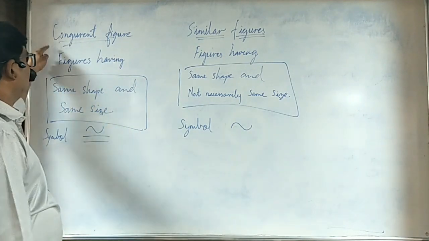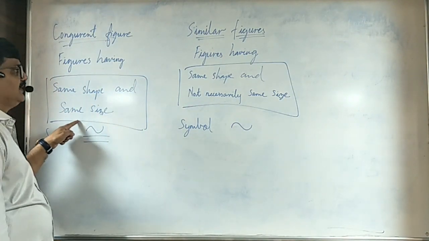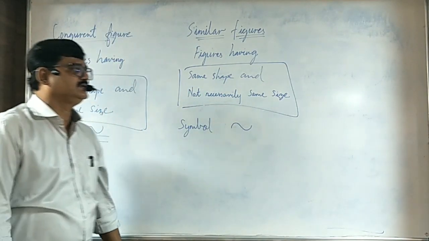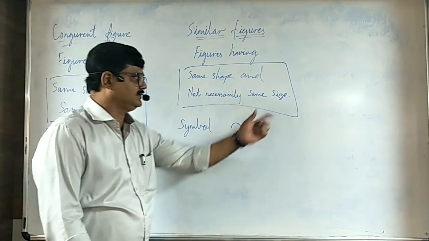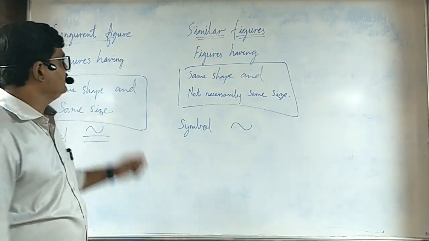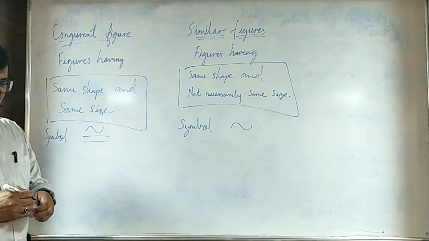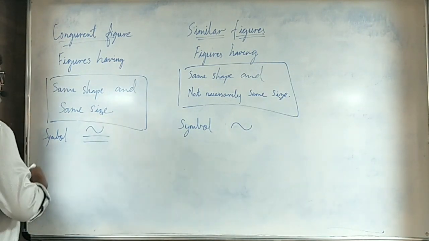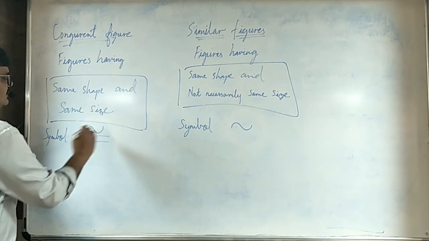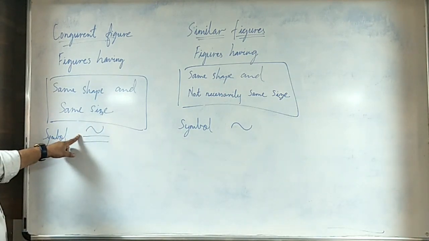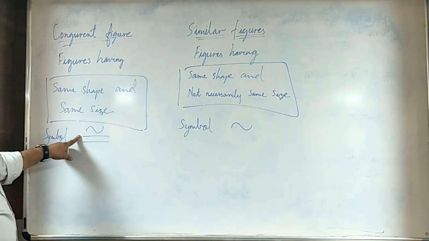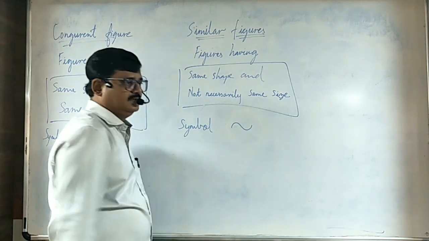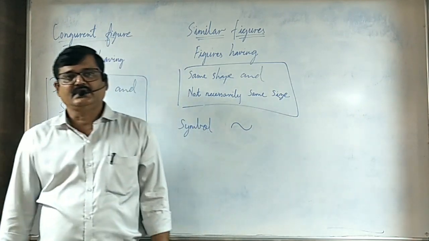Okay, so congruent figures have the same shape and same size. Similar figures have the same shape and not necessarily the same size. And we have done congruency. Do you remember in the 9th standard, when two figures are congruent, we mention it by a symbol? Can you see this symbol, two lines with a curve over it? This is the symbol indicating congruency. And this is the symbol indicating similarity, where there are no two lines below. Can you see this?